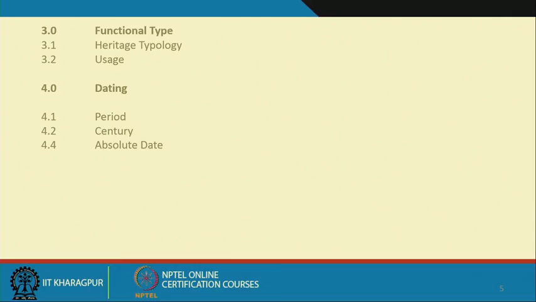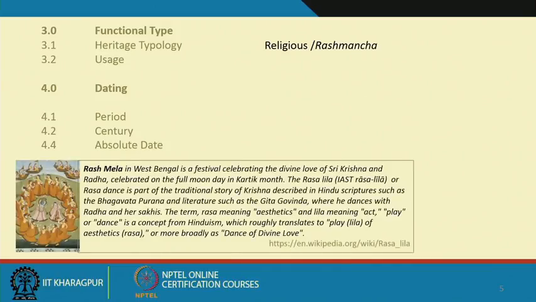Then in the category comes the functional type, and in functional type, what is the heritage typology, what is the usage, and also the dating. That is a very important source to start with. Now, I am just giving some basic idea, and these can also have further subcategorization and other things. Like in this case the heritage typology is religious broadly, and then Rashomonsho.